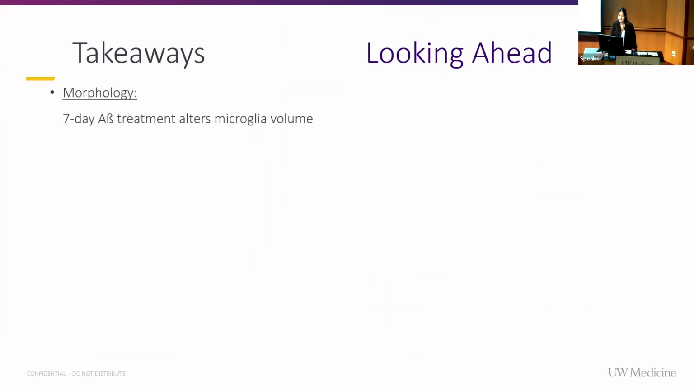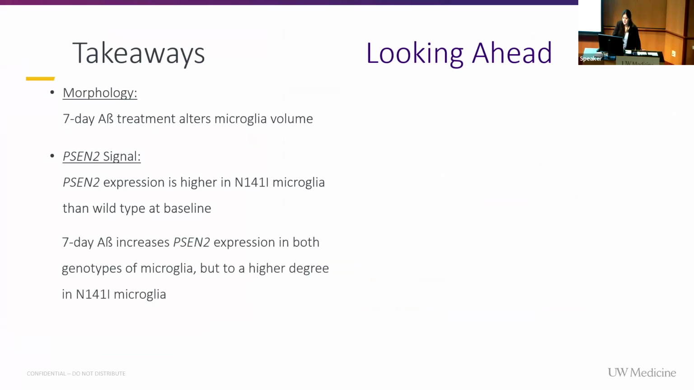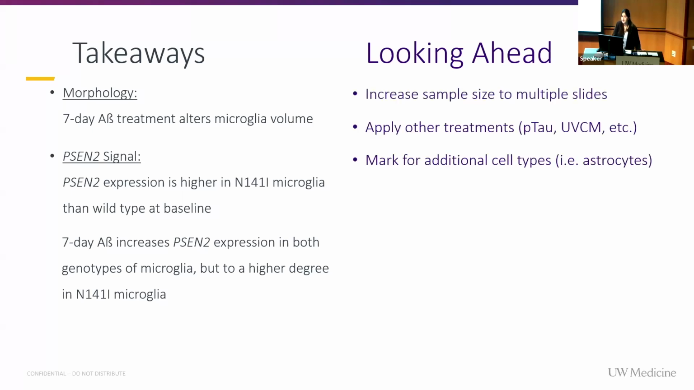For our takeaways, in terms of morphology, 7-day amyloid beta treatment does seem to alter microglia in some way, specifically here, volume. And in terms of PSEN2 signal, PSEN2 expression does seem to be higher in our mutated microglia than the wild type at baseline. Our 7-day amyloid beta treatment also increases PSEN2 expression in both genotypes of microglia, but seems to have a higher effect on the mutated microglia. And there are other adjustments we can make to this experiment. I think the biggest one is increasing the number of slides. We only had one slide and just took images at different locations.